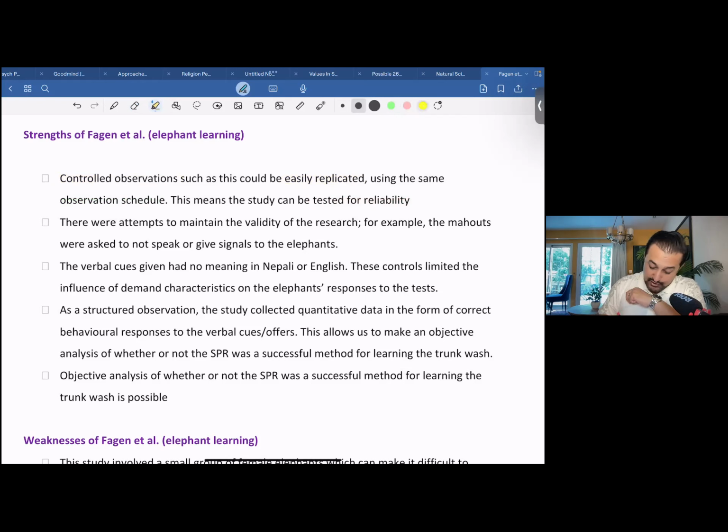If we talk about the second strength, there were attempts to maintain the validity of the research. For example, the mahouts were asked to not speak or give signals to the elephants. Now, I'd like to assume we all remember who mahouts are. These were the helpers or the caregivers or the caretakers of the elephants, right?